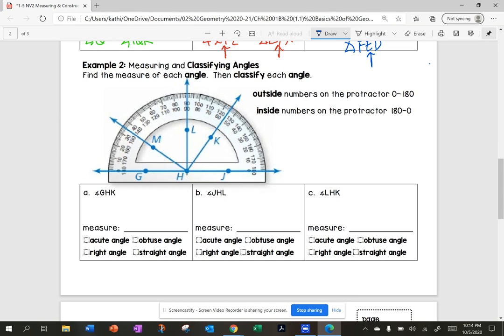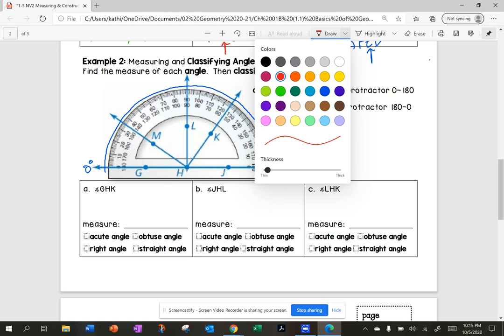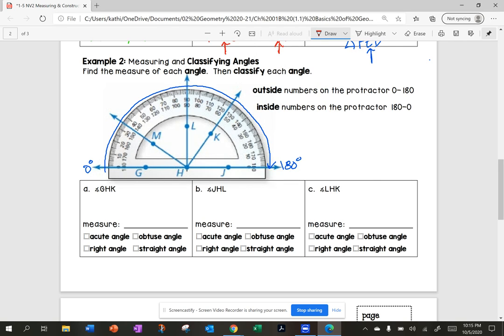Okay, let's find the measure of each angle, then classify each angle. So here's our protractor, and our protractor has 2 sets of numbers. So I have numbers that go from 0 to 180 on the outside that go clockwise from 0 to 180 degrees, and another set of numbers that go from 0 to 180 degrees counterclockwise. So these go this way. So this is 0 degrees, and here's 180.